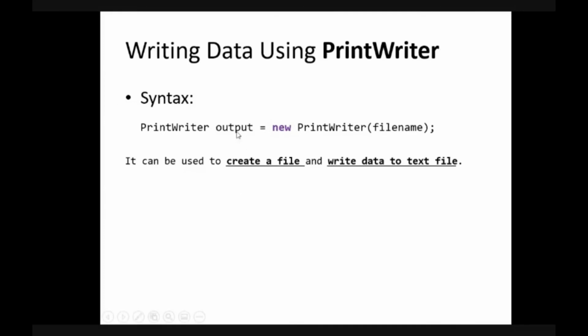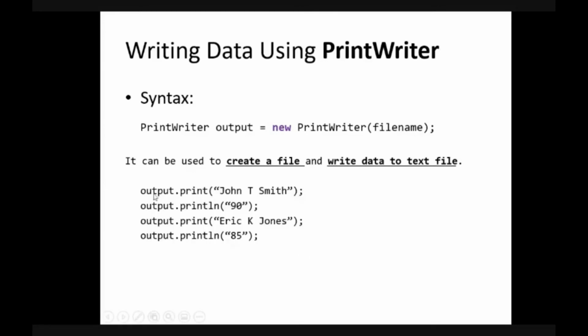PrintWriter is going to help me to write to my file. If I use this one, it is going to create a file and write data to the text file. So the file name will be my file object. If there is anything there, it is going to wipe out everything. This is how you write it: print John T. Smith, println 90. It is going to write John T. Smith 90, then press enter, this println.